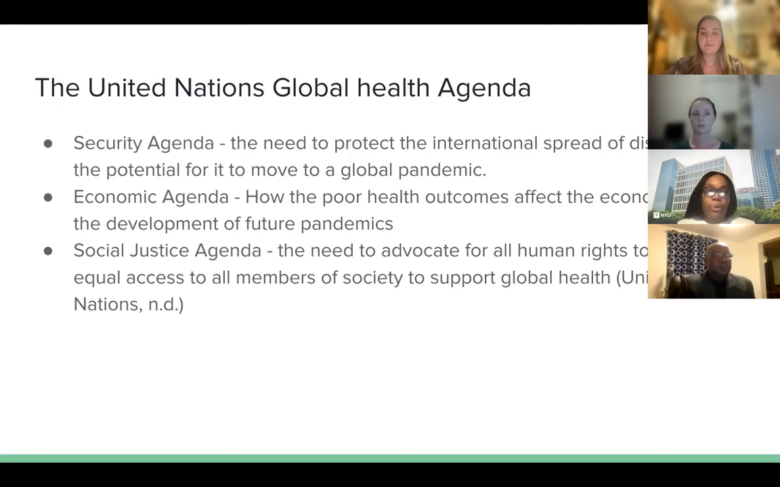For example, today, when we look at the COVID-19 pandemic, we see how it greatly impacted the economy, especially when it comes to vulnerable populations. The social justice agenda addresses the need to advocate for all human rights and ensure equal access to all members of society in an effort to support global health. This is all about health equity, equality, and ways we support each member of our respective nations, regardless of gender, race, or age, etc.